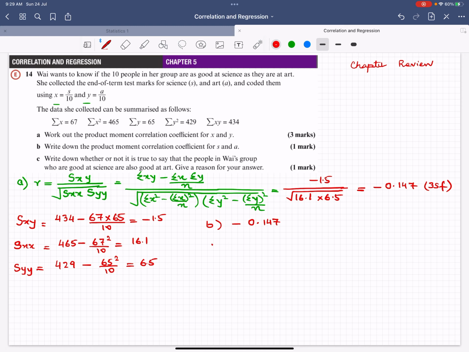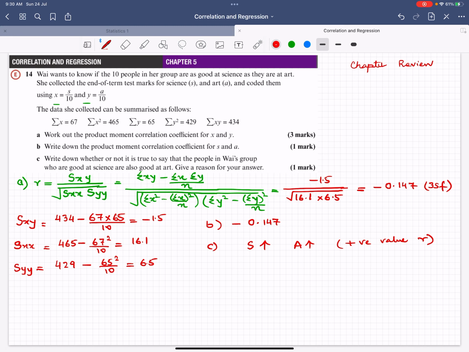In part C, we need to write down whether or not it is true to say that people in Y's group who are good at science are also good at art. This could have been true if the value of the product moment correlation coefficient was a positive value. So, this should have positive value for R, because it is a positive correlation.